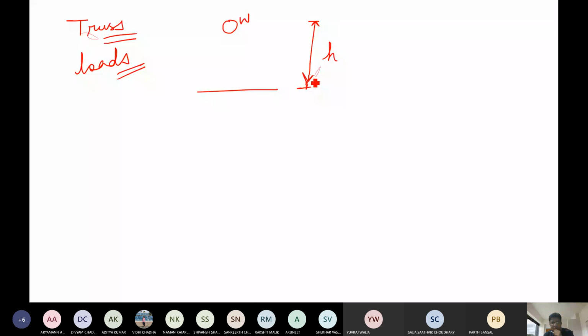Now, in order to keep it at a certain height h, what we do is that we add a link here. What did we do? We made a link. Let the name of the link or rod be AB. So we are able to support this load W at a height h with the help of this link AB. Now, if the weight is very high, will this link remain stable?